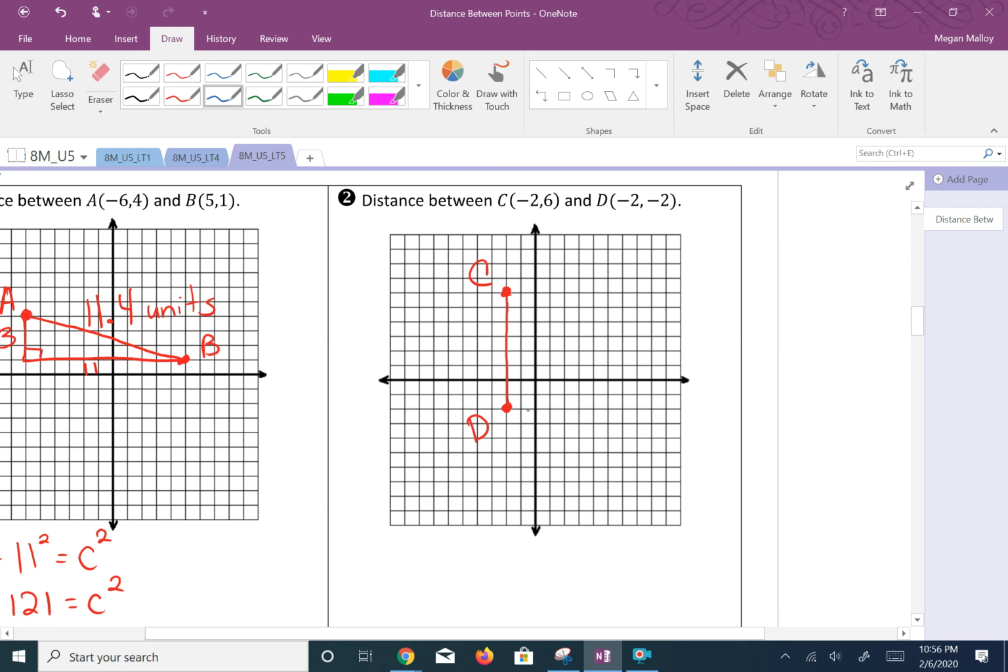This is not a diagonal line. I could create a right triangle, but I don't need to, because I can just count from point C to D the number of boxes that I cross. So 1, 2, 3, 4, 5, 6, 7, 8. So this is 8 units.